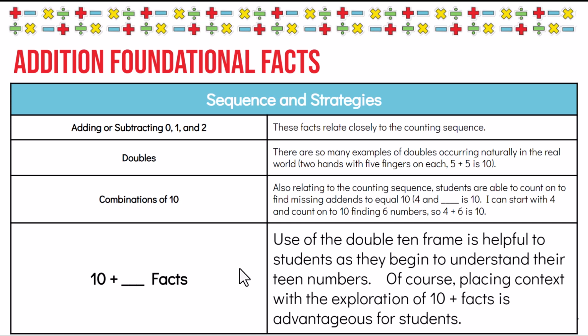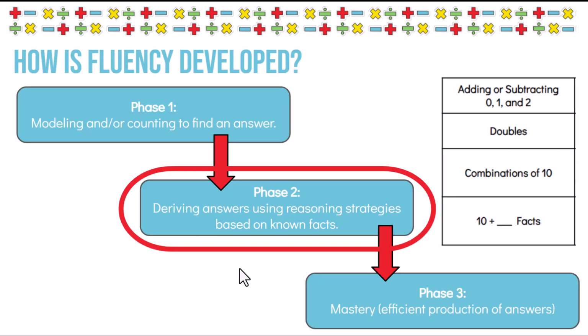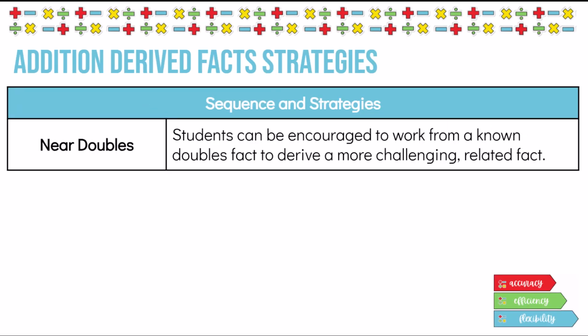So once students have automaticity with the foundational facts, students are ready to find an addition or subtraction fact within 20 using a derived fact strategy. We are going to explore 3 derived strategies known as near doubles, making 10, and pretend to 10. However, your students may invent their own strategies, which is completely fine.